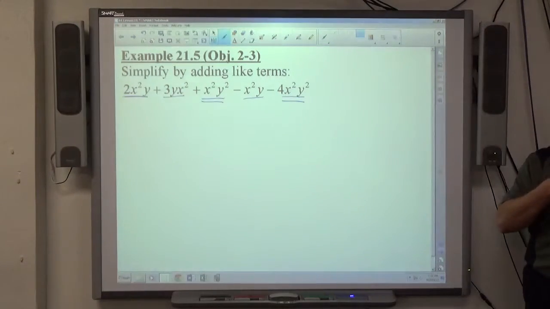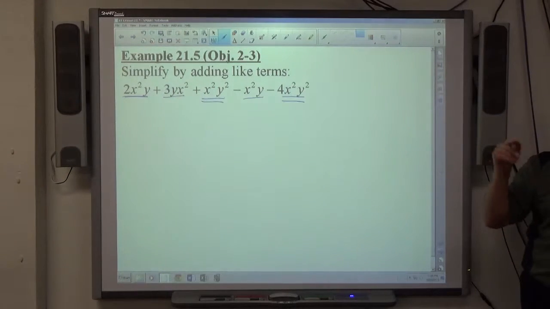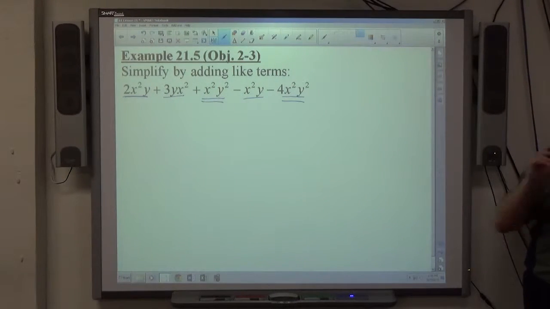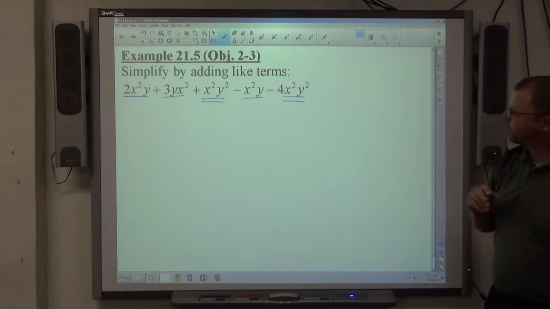Okay, so if it were my paper and I'm using a pencil and I don't have different colored pencils, I've just got my one color pencil, that's how my paper's going to look. Single underline for one set of like terms, double underline for another set of like terms, triple underline if there's a third set of like terms, all right?